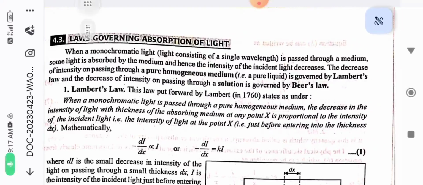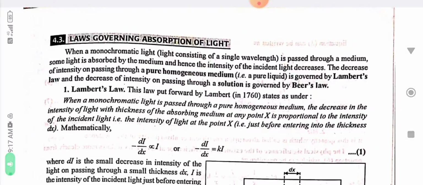Laws governing absorption of light. When a monochromatic light consisting of a single wavelength is passed through a medium, some light is absorbed by the medium and hence the intensity of the incident light decreases. The decrease of intensity on passing through a pure homogeneous medium, that is a pure liquid, is governed by Lambert's law, and the decrease of intensity on passing through a solution is governed by Beer's law.